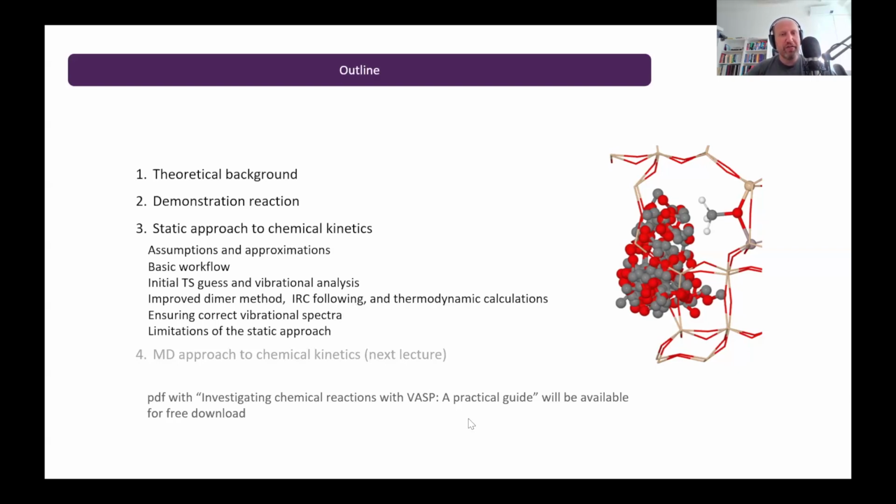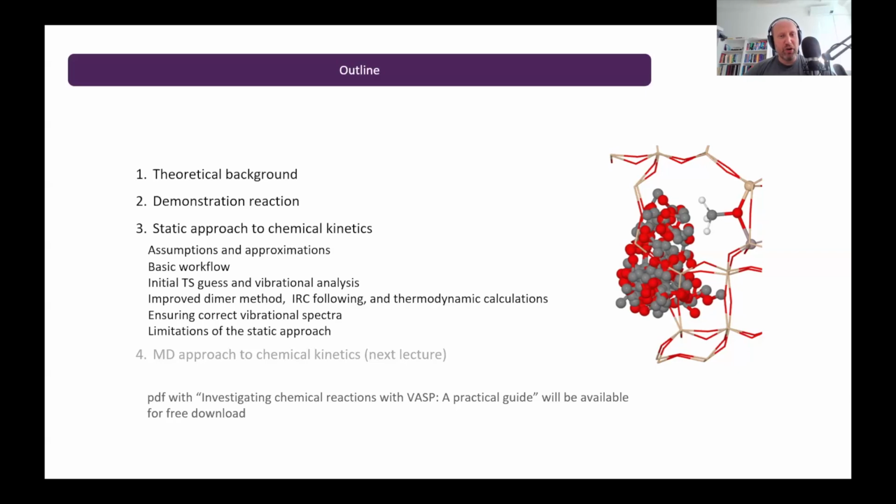I will very much focus on practical aspects of the calculations, and therefore I will talk also about one common problem with thermodynamic calculations of the static approach, which is due to incorrectness of vibrational spectra. So I will address this problem. I will show you what to do in this case. And in the end of my talk, I will talk a little bit about limitations of the static approach.